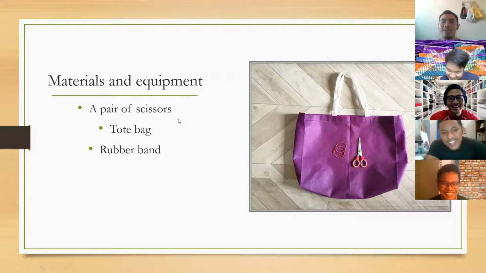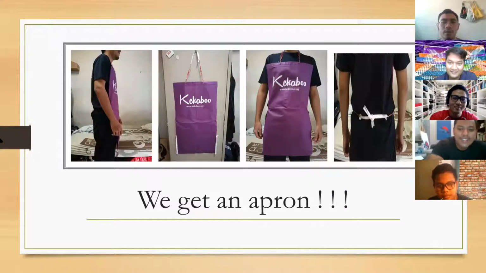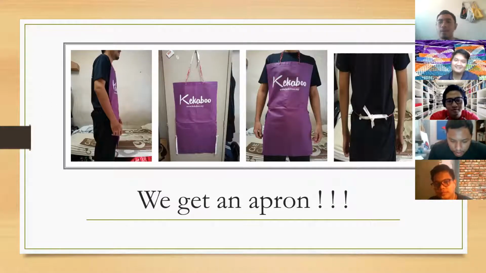So this is only the material and equipment. After we design, yes, we get this, a simple apron that we made from a tote bag. For the string at the neck, I adjusted it. I tie it with the rubber band because we want to make it stretchable.